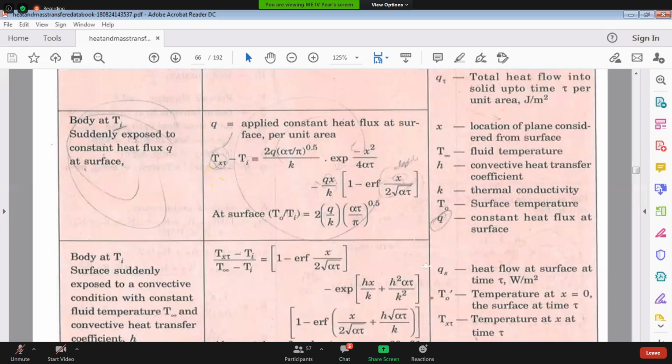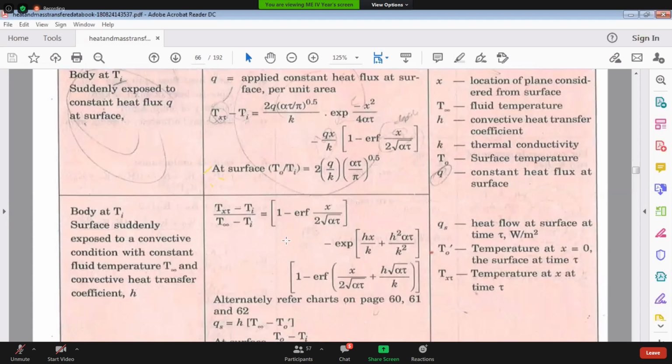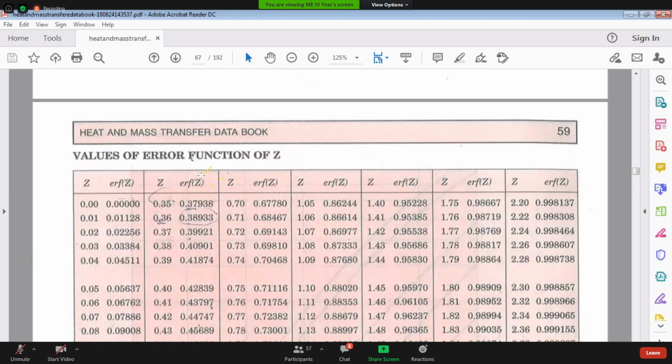Next, leave these things, leave this also. See, I said in the last class, the Z value and the erf Z value. If you know the Z value, you can calculate the respective erf value. If you know the respective erf Z value, then you can calculate the Z value. It is the reverse process.